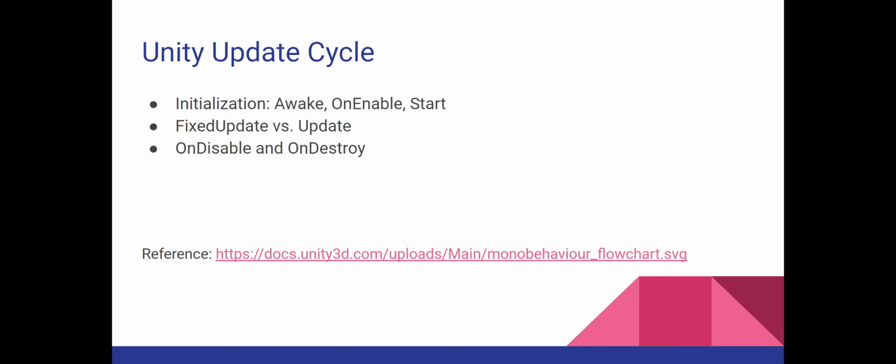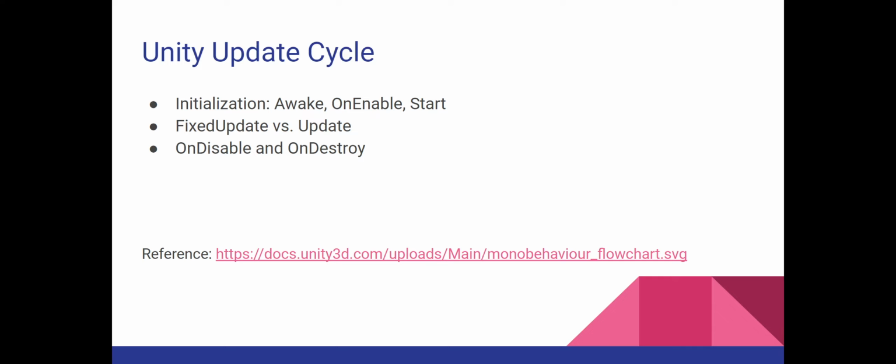Whereas fixed update is always called 60 times per second, which is why it's fixed. You can change how often fixed update is called in your project settings, but for all intents and purposes, for this presentation, fixed update is called 60 times per second all the time.